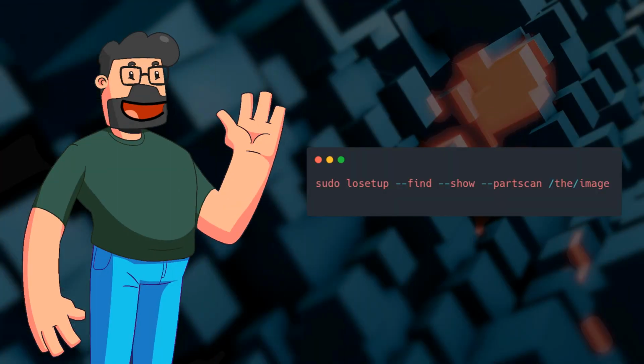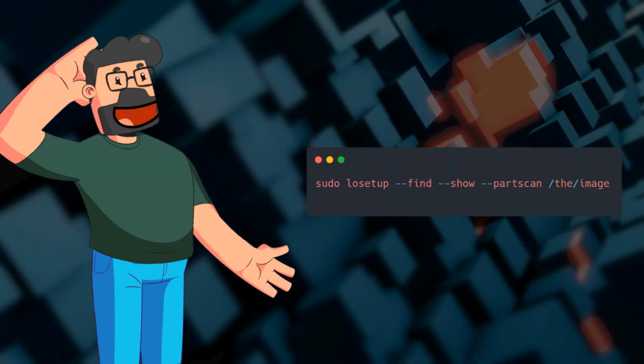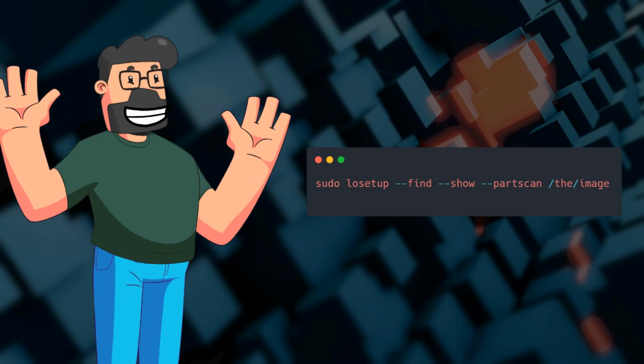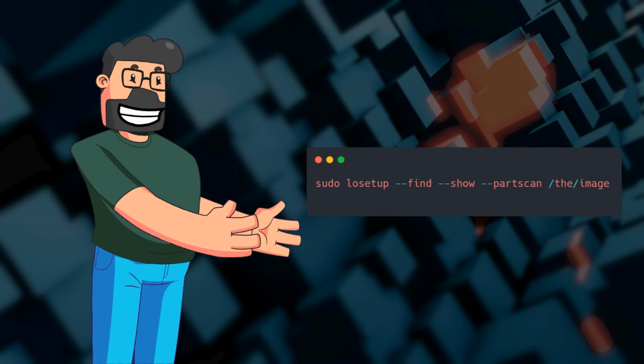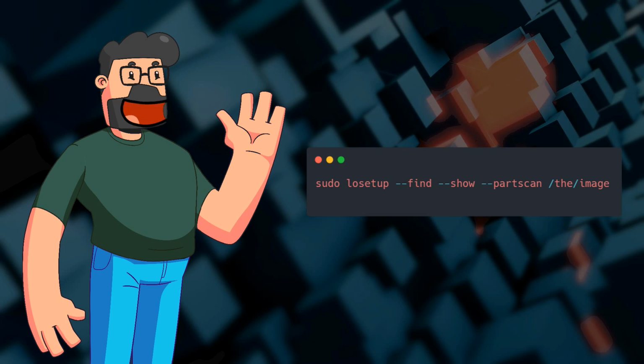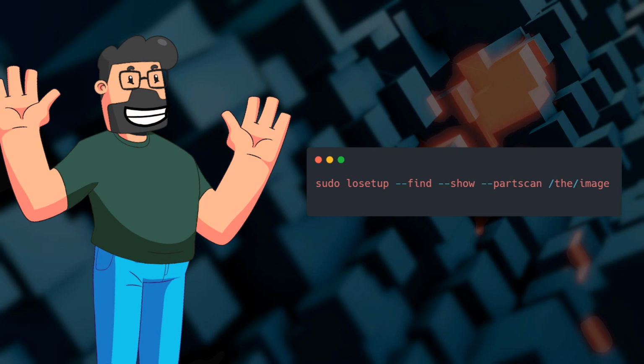Now, let's dive into the solution. The key here is using the losetup command with the partscan option. By running sudo losetup --find --show --partscan image, we can have the kernel scan the partition table on the loop device created from the image. This will give us the whole image as a block device /dev/loopN and the partitions as /dev/loopNpM.